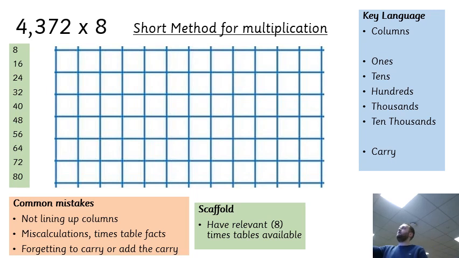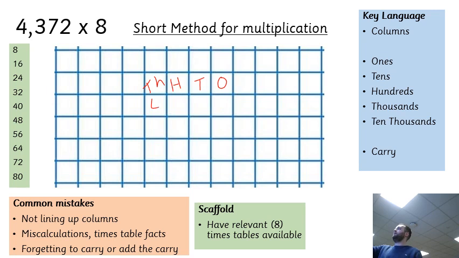So we'll start off by labeling our columns, and this time we've got 4,372. So I'm going to put ones, tens, hundreds, thousands. Again, you don't have to label it every single time, but it's helpful just to make sure everything ends up in the right place, especially when we go on to doing long multiplication where we have shifting digits and things like that. So it does help to lay out our columns.